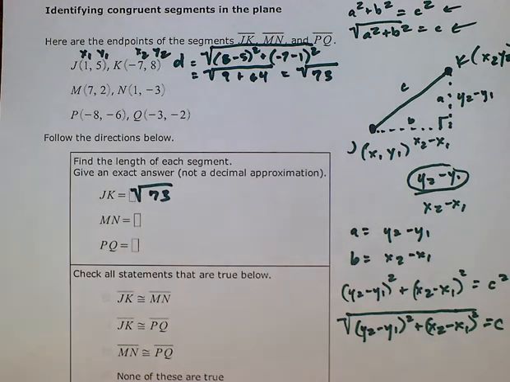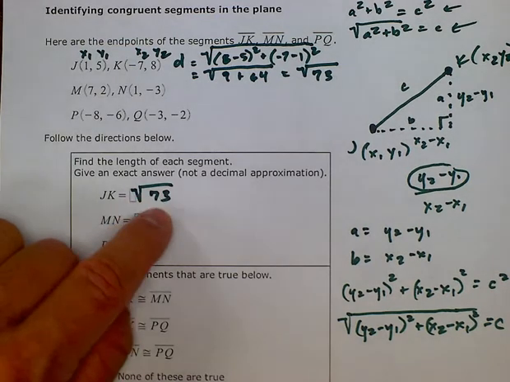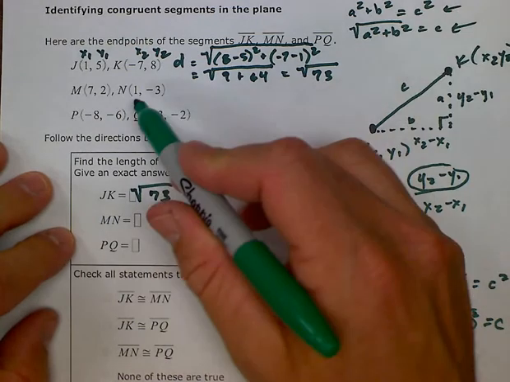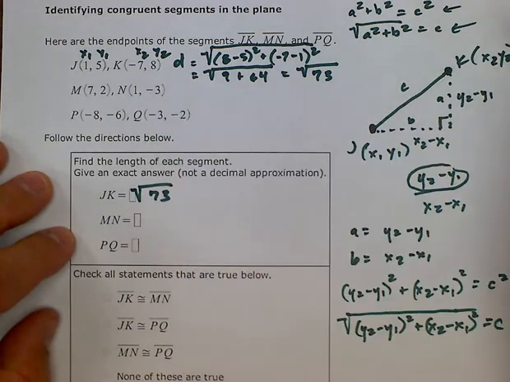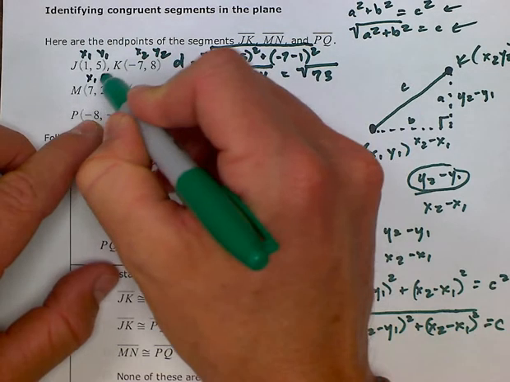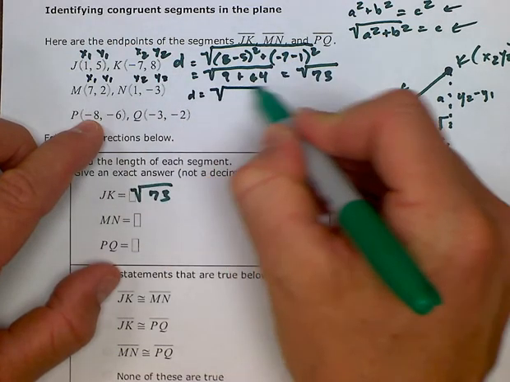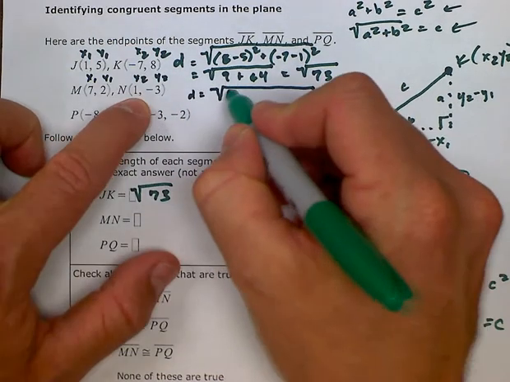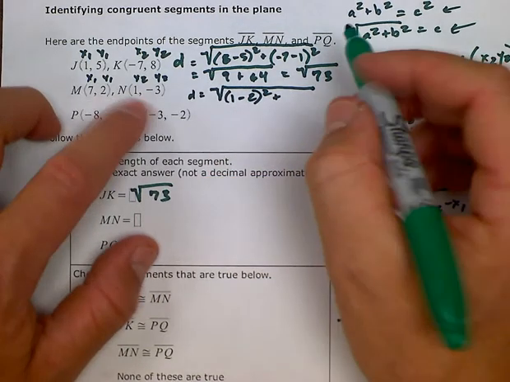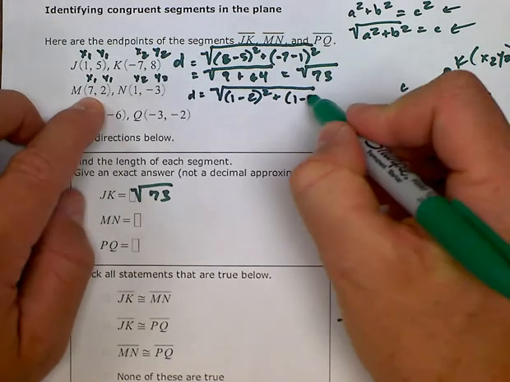And when you're dealing with distance and Pythagorean theorem, you're going to get this a lot. The hypotenuse is going to be the square root of some strange number. So we would go ahead and do the same for each of the other segments. Here we have distance is equal to, label these again, x1, y1, x2, y2. The square root of y2, which is 1, minus y1, which is 2, that squared, plus x2, which is 1, minus x1, which is 7, and that squared.